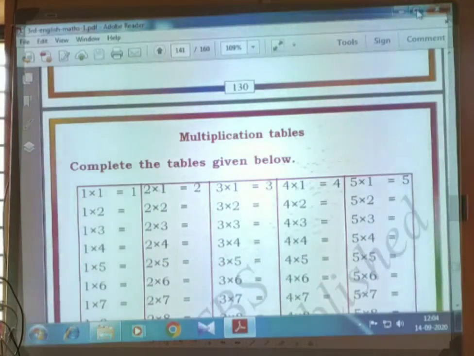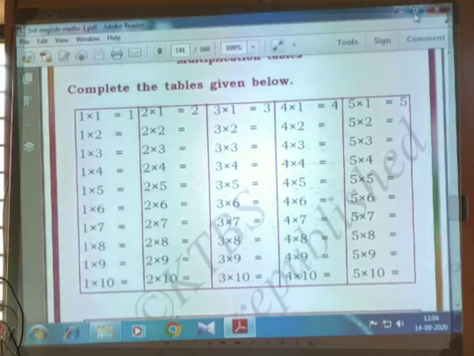Then tables. Students, already you learnt tables till 5 in last class. Okay. 1 into 1 is 1. 1 1 is a 1. 1 2 is a 2. 1 3 is a 3. 1 4 is a 4. 1 5 is a 5. 1 6 is a 6. 1 7 is a 7. 1 8 is a 8. 1 9 is a 9. 1 10 is a 10.